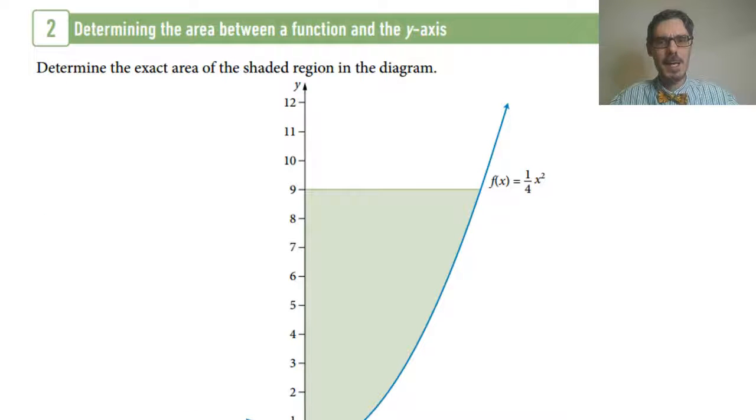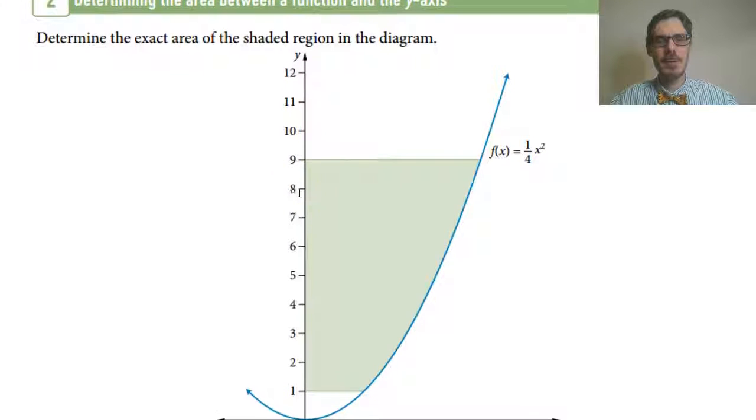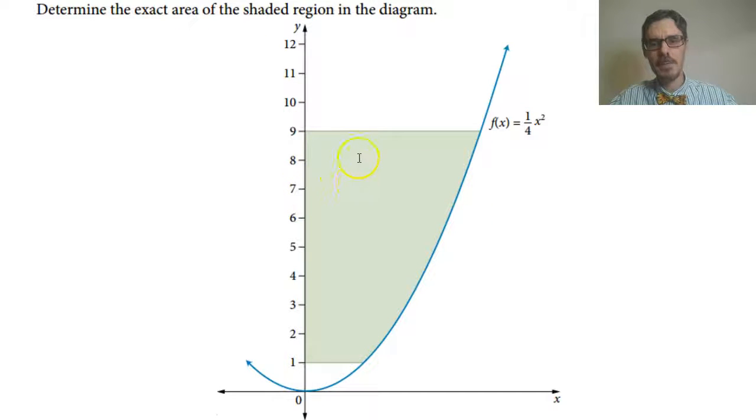So let's try an example. Determine the exact area of this shaded region. So we're looking for the area here between this curve and the y-axis. So this function is a quarter x squared. So y is a quarter x squared. I need to say x equals something in order to do that.